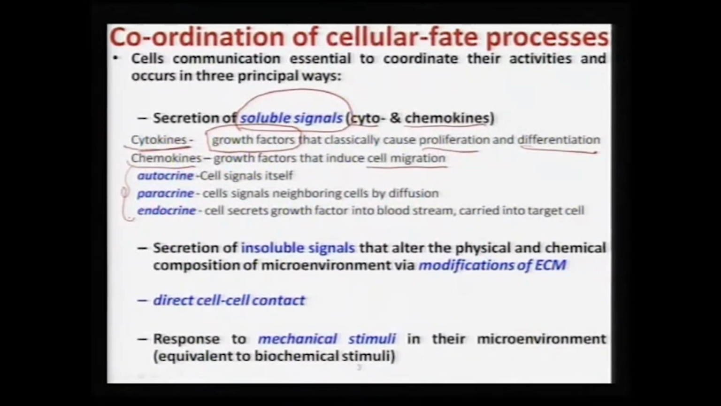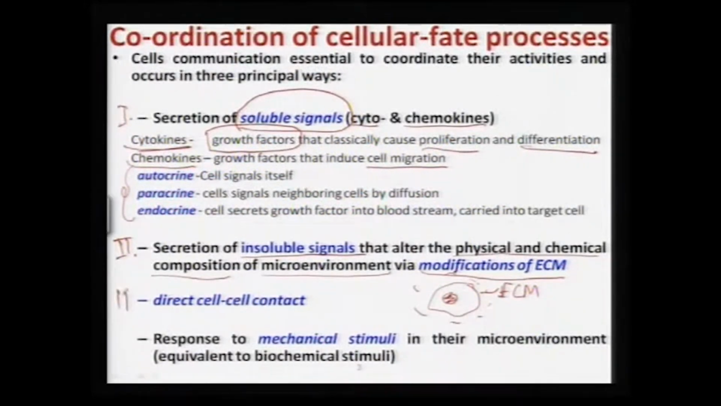So, this is the soluble signals, the number 1. Number 2 is the insoluble signals that alter the physical and chemical composition of microenvironments via modifications of ECM. If there is a eukaryotic cell here, with its nucleus, the microenvironment is called the ECM, that is extracellular matrix. So, these insoluble signals cause some modifications to the extracellular matrix. This is another type of signals.